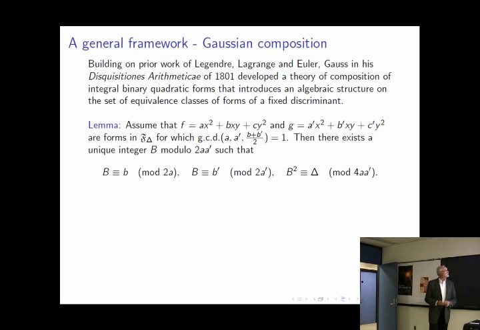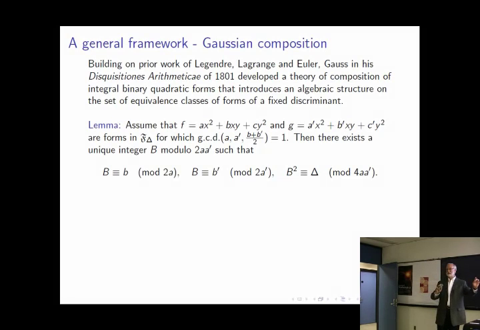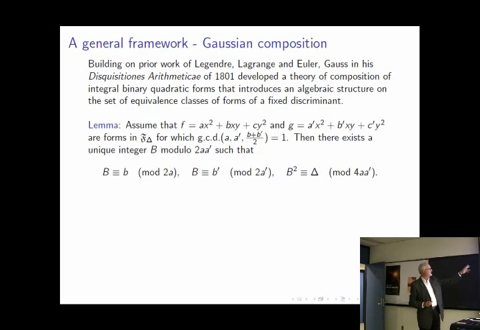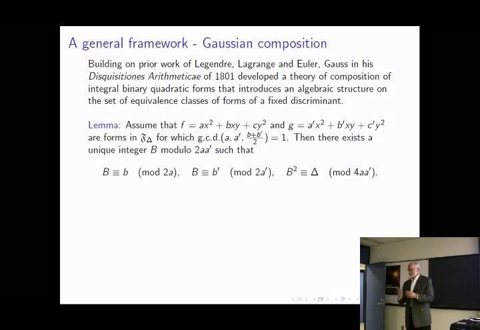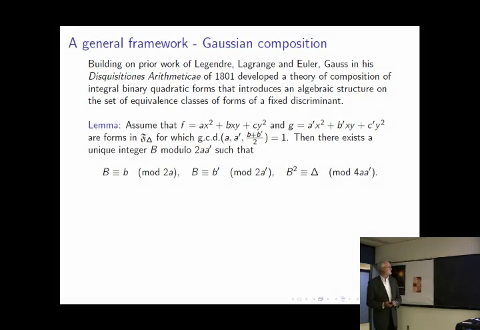And what you can show is that if you take two of these equivalence classes of forms, I can select from those equivalence classes a pair such that those are united in this sense. So I can use these two forms in order to hopefully define some operation that is defined on equivalence classes. So the technical lemma is you can find this integer capital B that satisfies a bunch of congruence conditions.